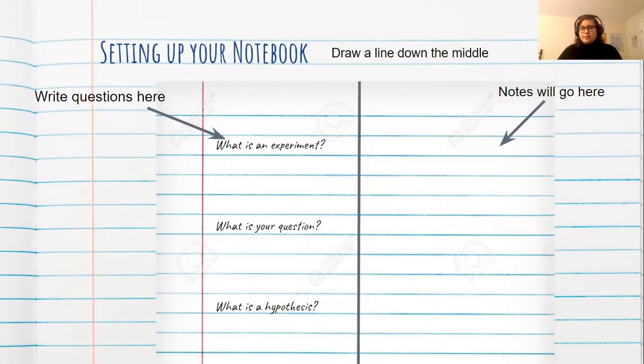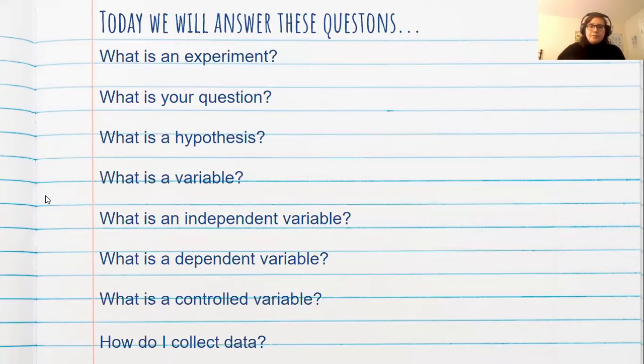So for this lesson, we are going to be answering 8 questions. We're going to answer what is an experiment, what is your question, what is a hypothesis, what is a variable, what is an independent variable, what is a dependent variable, and what is a controlled variable, and also how do I collect data. So in your notebook, you'll write down each of those questions in the left-hand column.